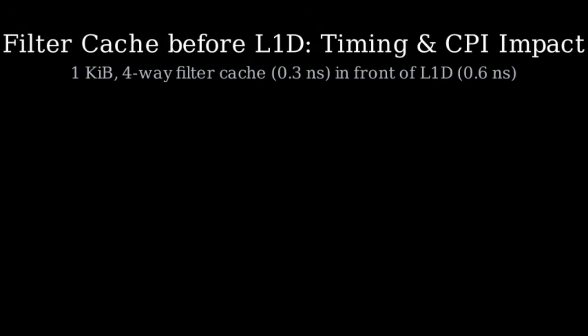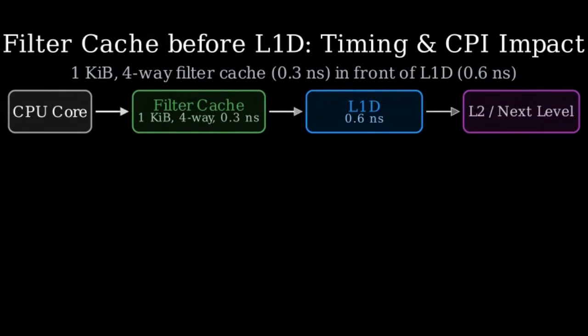A memory access from the core first goes into the tiny filter cache, then, only if it misses there, proceeds to the level 1 data cache. The idea is to answer some frequent accesses faster in the tiny cache and to avoid waking up the larger and slower level 1 structure. The filter cache has a latency of 0.3 nanoseconds, and the level 1 data cache has a latency of 0.6 nanoseconds. The phrase "captures 40% of L1D hits" means the following.